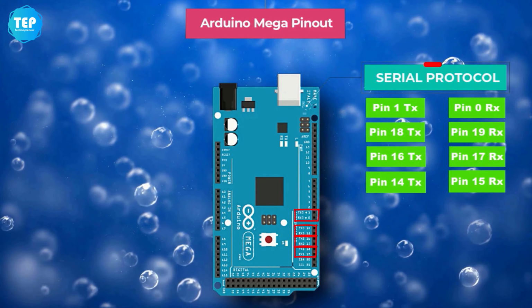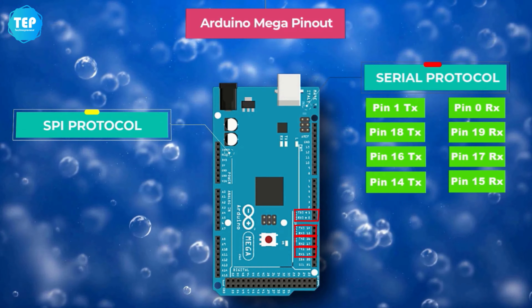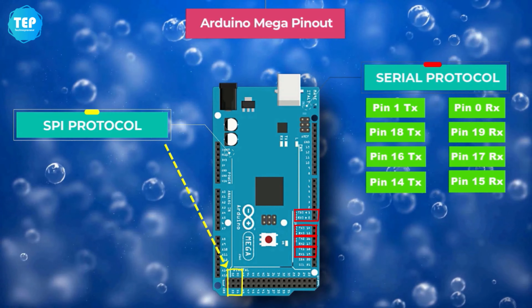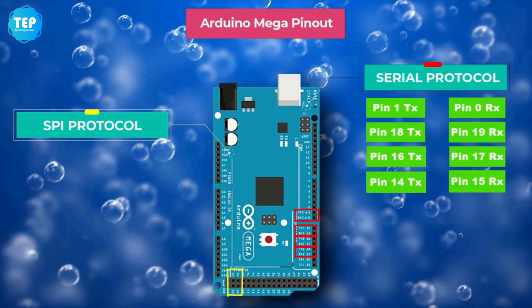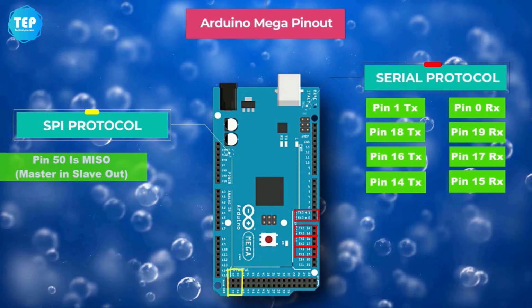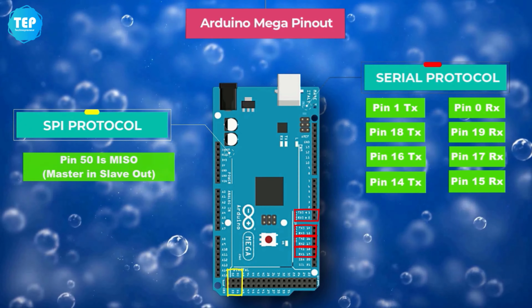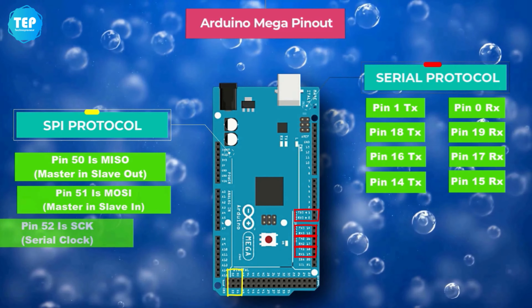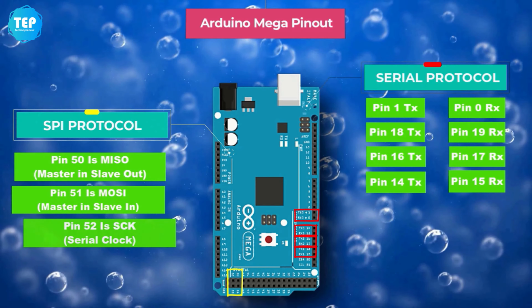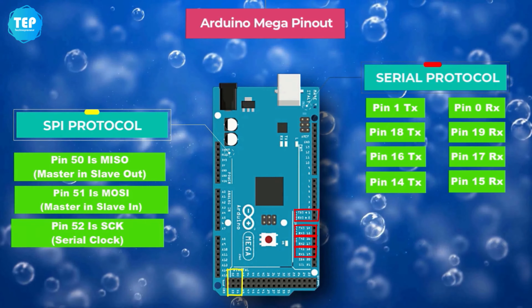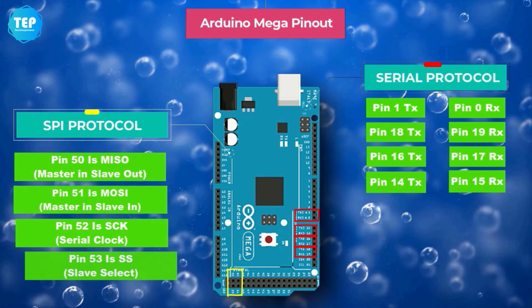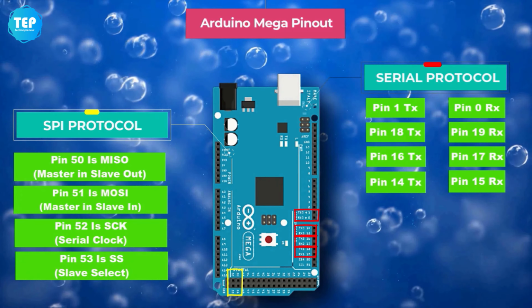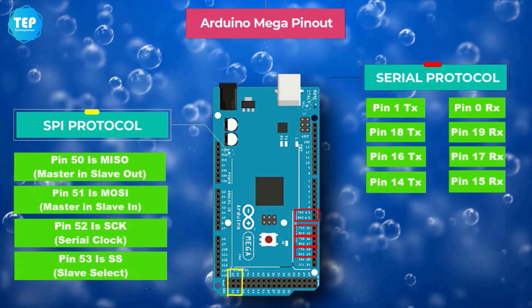Arduino Mega 2560 also has one SPI port, which we can operate through these 4 pins, pin number 50, 51, 52 and 53, where pin number 50 is MISO, short for master in slave out, pin number 51 is MOSI, short for master out slave in, pin number 52 is SCK, short for serial clock, and pin number 53 is SS, short for slave select. So, using these 4 digital pins we can perform SPI protocol in Arduino Mega 2560.